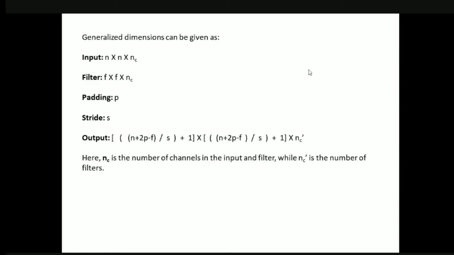Finally, generalizing this: if the input is n by n by nc, where nc means the number of channels in both the input image and the filter, and the filter dimension is f by f by nc, and if we apply a padding of p and a stride of s, then our output will be (n plus 2p minus f) divided by s plus 1, by (n plus 2p minus f) divided by s plus 1, by nc dash. Here nc means the total number of channels, and nc dash means the total number of filters.